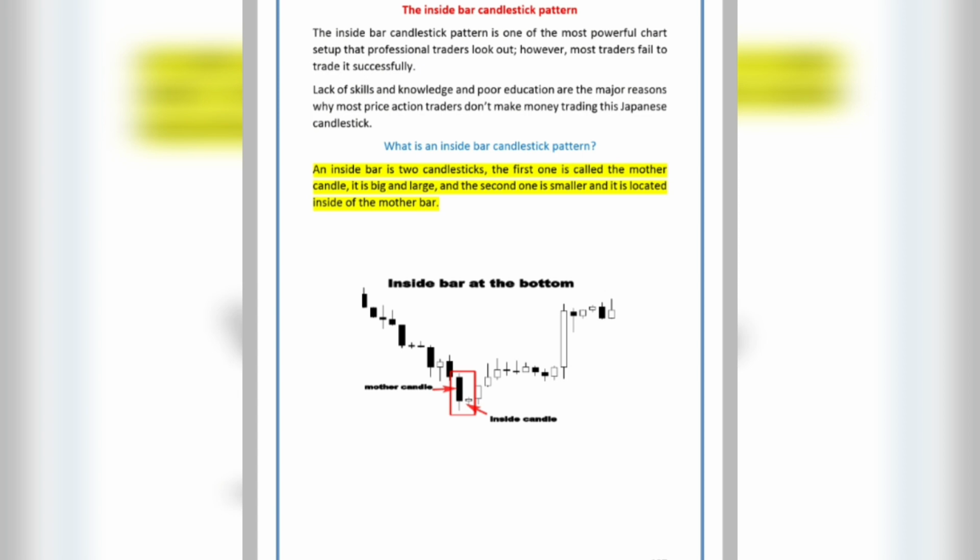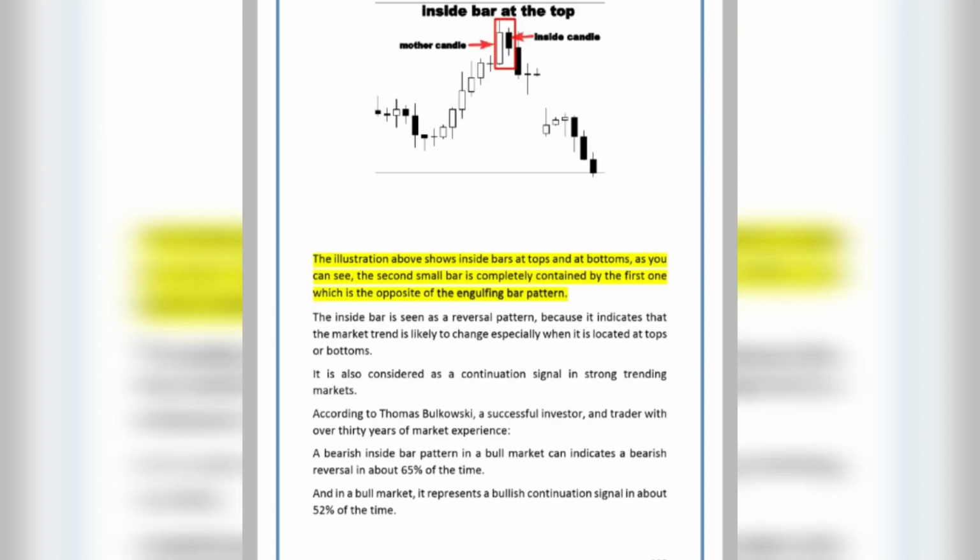What is an inside bar candlestick pattern? An inside bar is two candlesticks. The first one is called the mother candle. It is big and large, and the second one is smaller and it is located inside of the mother bar. The illustration above shows inside bars at tops and at bottoms. As you can see, the second small bar is completely contained by the first one, which is the opposite of the engulfing bar pattern.